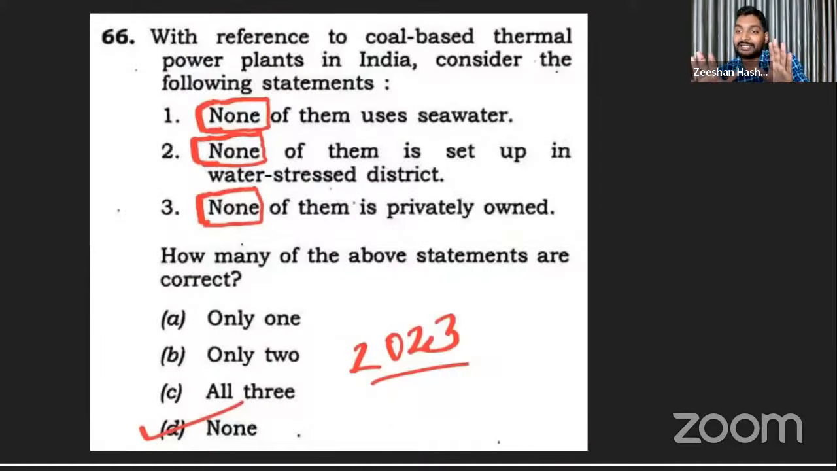Let's take a very similar and interesting example from 2023 itself using the feasibility test. Thermal power plants, this example we saw a while ago, but in a different context. Here the context is logical paper solving techniques, creative thinking, active paper solving. So thermal power plants in India, statement 1, none of them uses seawater. Statement 2, none of them is set up in a water stressed district. Statement 3, none of them is privately owned.